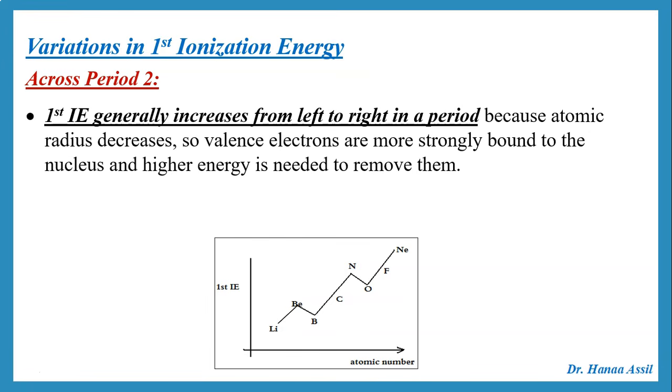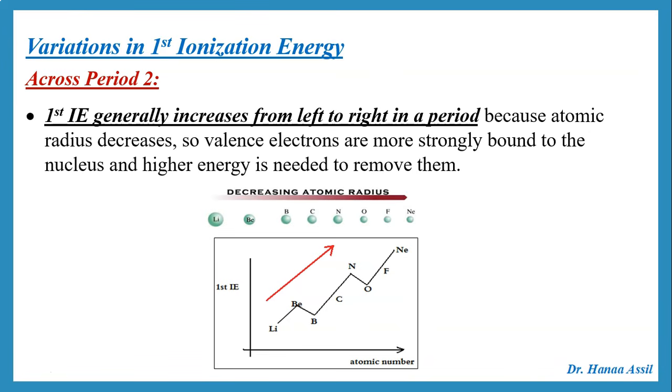Okay, so looking at these variations, let us take a look if I am crossing across period 2. What is happening to the first ionization energy in general from left to right? As you can see in the graph, we have first ionization energies of the elements in period 2. What is generally happening is that the ionization energy in general is increasing. And then we say, why is it increasing? Going from lithium to neon, why is the ionization energy increasing?